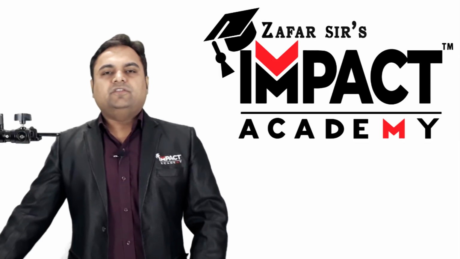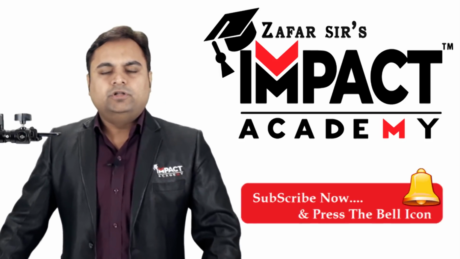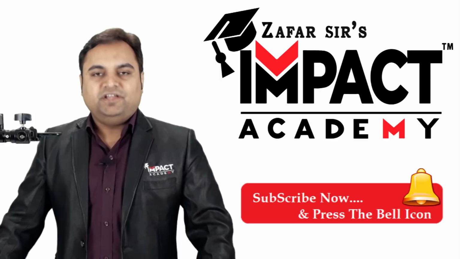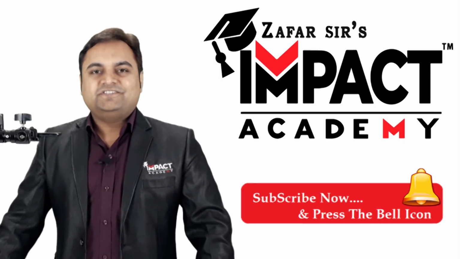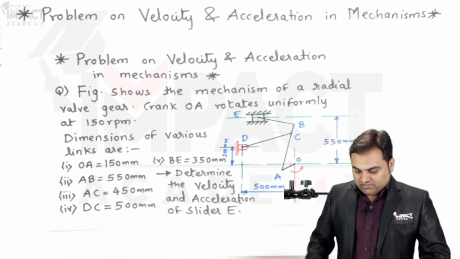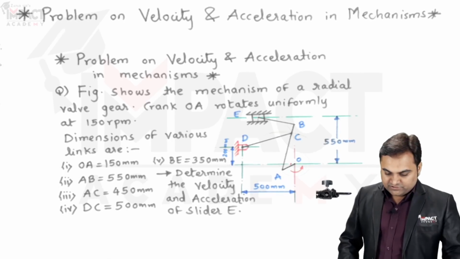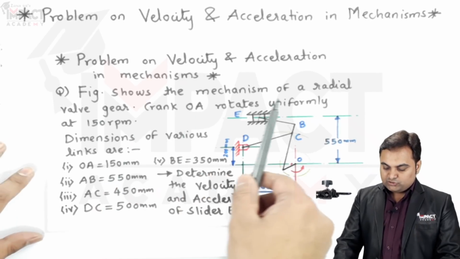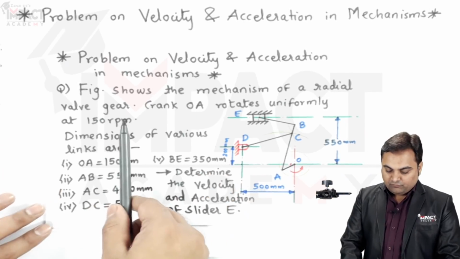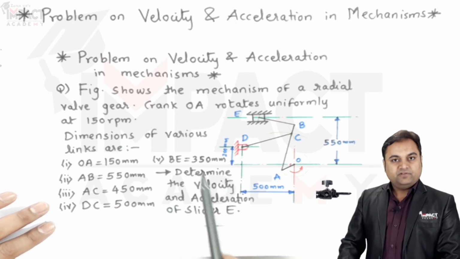Hi friends, here in this video I'll be explaining the problem on velocity and acceleration in mechanisms. So let's get started. Now here is the question in front of us. It is given, figure shows the mechanism of a radial valve gear. The mechanism is given here.